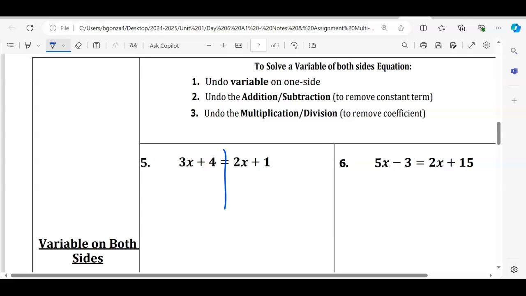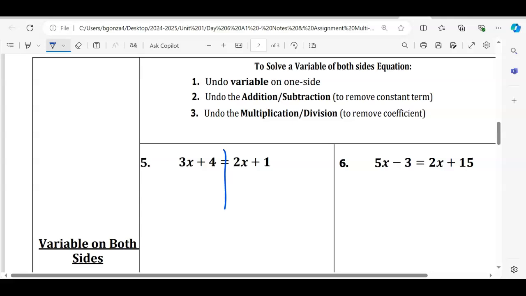Okay, so here's my question. I'm going to ask this every time. Can x be on both sides? The answer is always, it can start that way, but at the end, it just needs to be on one side. X equals a number, right? So we need to get it out of one of those sides. It cannot be on both.